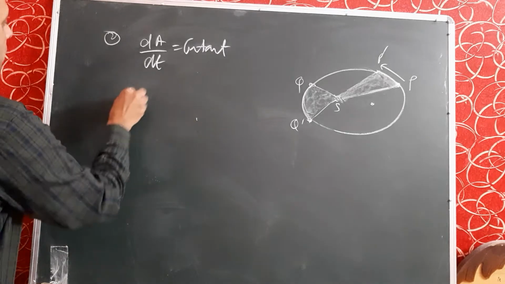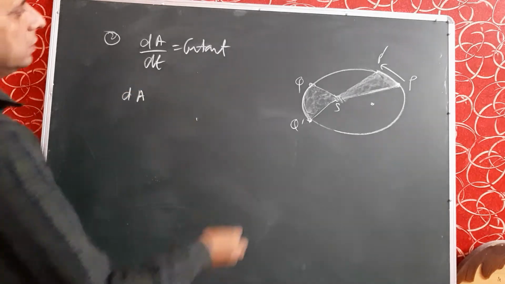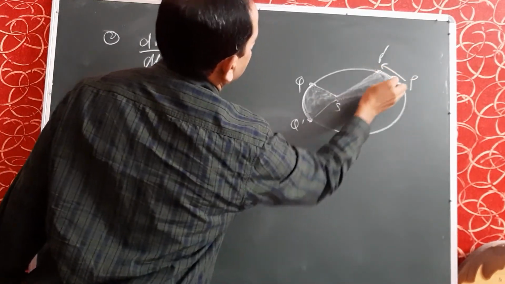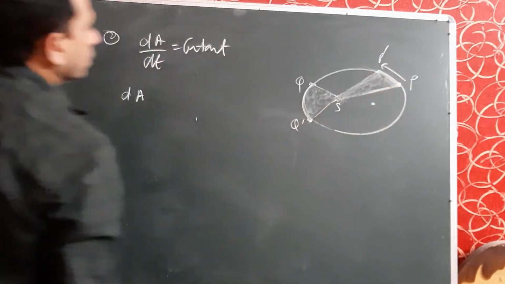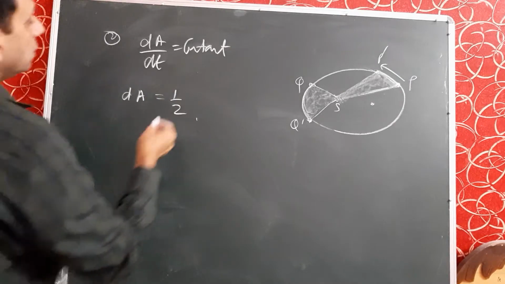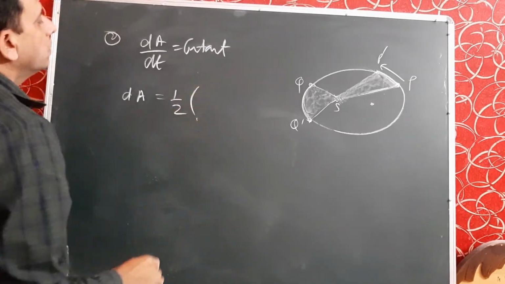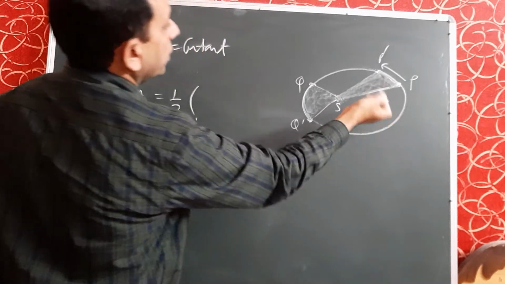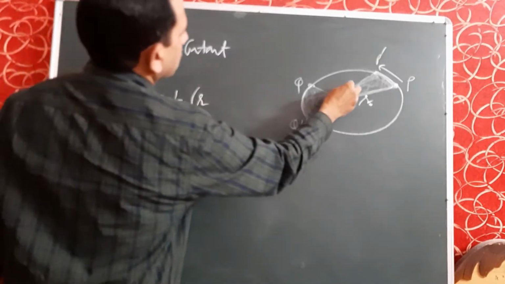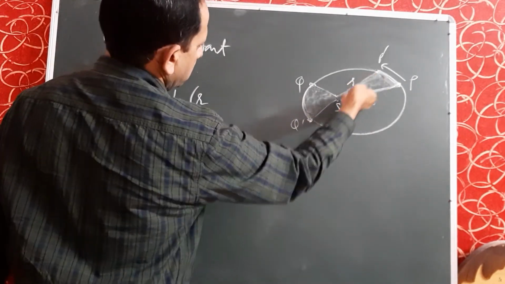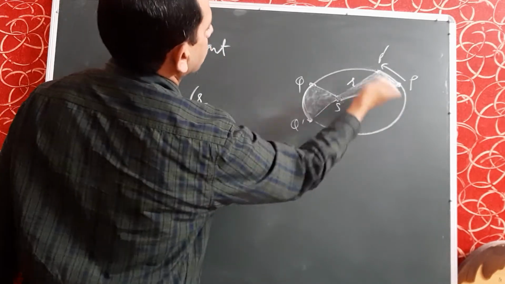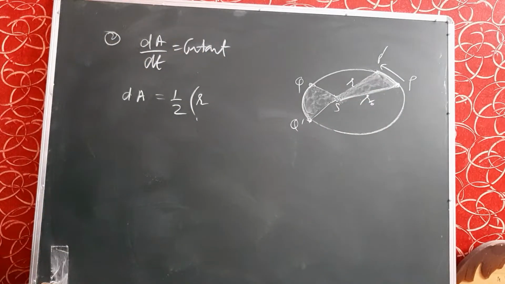We know that area, let it be a small area, let this be SPP dash, this area. We will consider it as a triangle. dA is equal to, we know that the area of a triangle is half into length into breadth, or base into height. So the base, let it be R, the radius. It is less than R, but we know that the distance between S and P is very large, therefore SP and SP dash are both nearly equal. So let both be R.